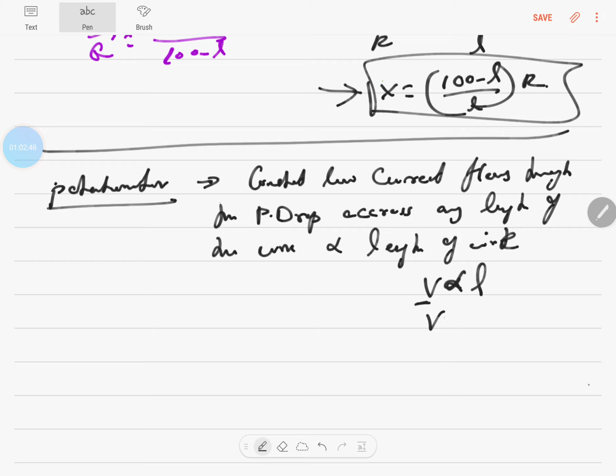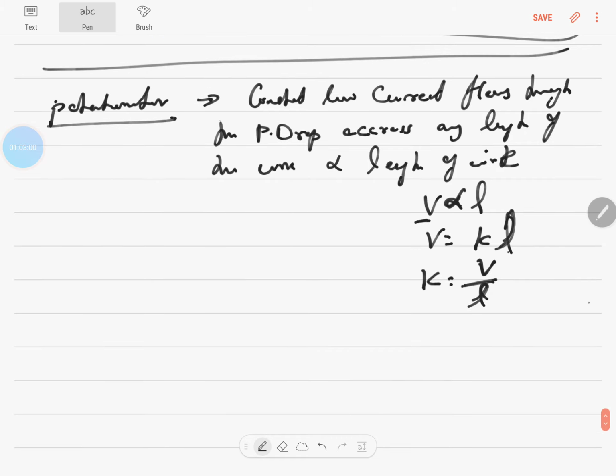So therefore, V is equal to K into L, where K is a proportionality constant which is V by L, which is the potential gradient. Can you see? So K is nothing but the potential gradient. So this is the principle of the potentiometer.